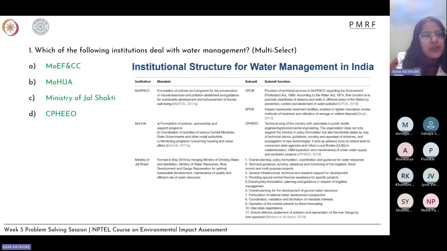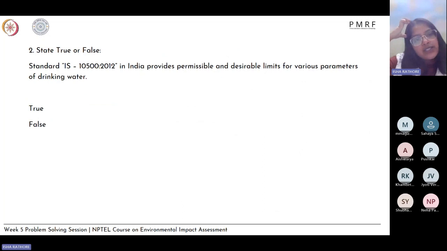Okay, so moving on to the next question, state true or false. The standard IS 10500 2012 in India provides permissible and desirable limits for various parameters of drinking water. Is the statement true or false?